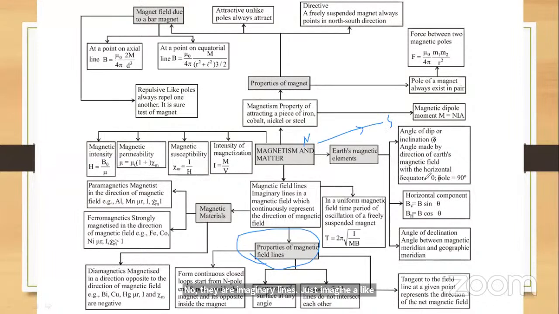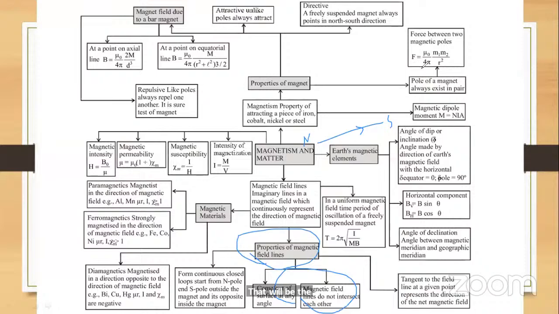Just like electric field lines are represented from a positive charge and end at a negative charge, here also magnetic field lines are represented from North Pole to South Pole. Remember one thing, they never intersect. They form closed loops, north to south and south to north, because a magnetic dipole moment is there. They do not intersect each other.